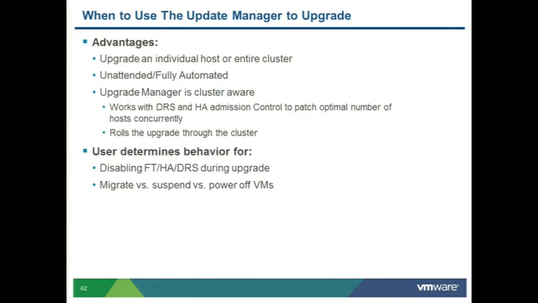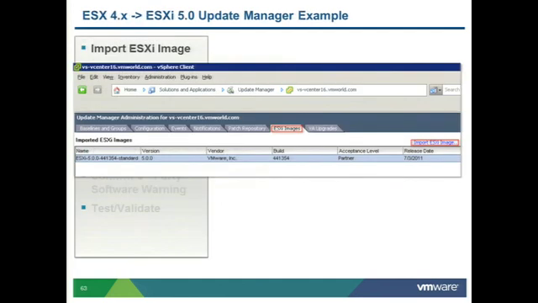So it'll basically look at admission control, look at your load, and identify, you know what, I can upgrade 3 hosts at a time. So it'll take 3 hosts out, upgrade those. When they're done, it will take the next 3 and upgrade those, and it'll basically roll it through. It's very, very slick. So you start by going into Update Manager.